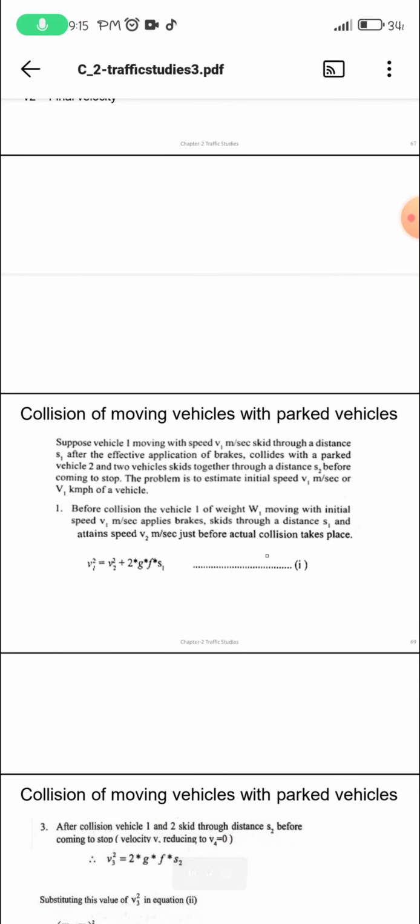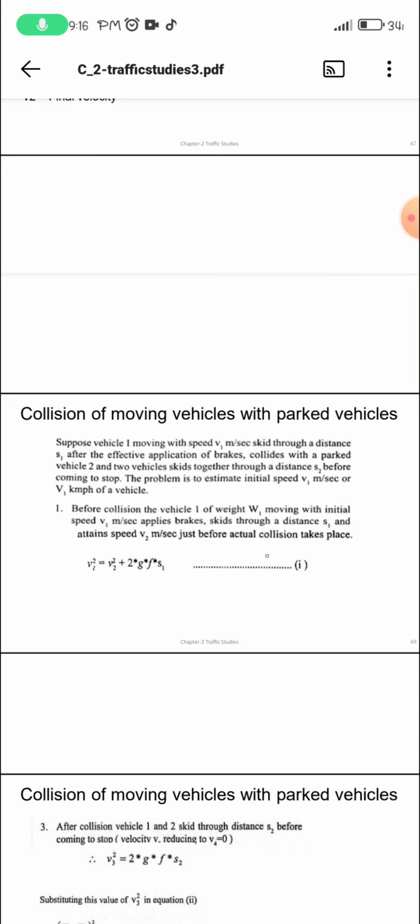Collision of moving vehicle with parked vehicles. Suppose vehicle 1 moving with a speed v1 meter per second skids through a distance s1 after the effective application of brakes, collides with a parked vehicle, vehicle 2, and the two vehicles skid together through a distance s2 before coming to stop. The problem is to estimate the initial speed v1 meter per second or v1 km per hour of the vehicle. 1. Before collision, vehicle 1 of weight W1 moving with the initial speed v1 meter per second applies brakes, skids through a distance s1 and attains speed v2 meter per second just before actual collision takes place.